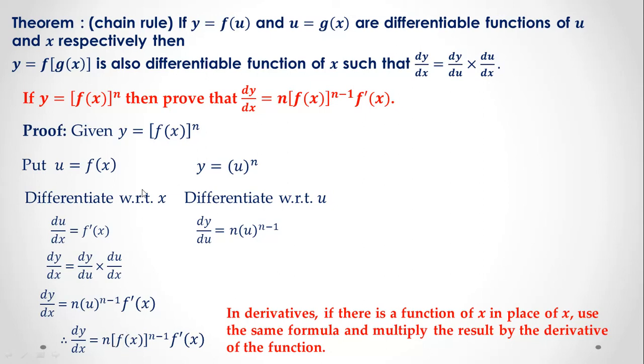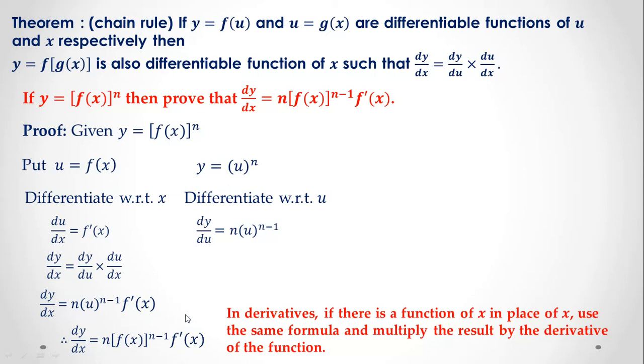And in case of a composite function, what happens? Here we get n into f of x raised to n minus 1, just like the same formula, n into x raised to n minus 1. Just like that we get n into f of x raised to n minus 1 into what we have to multiply? We have to multiply the result by the derivative of the function. The derivative of the function means the derivative of f of x. So into f dash x.